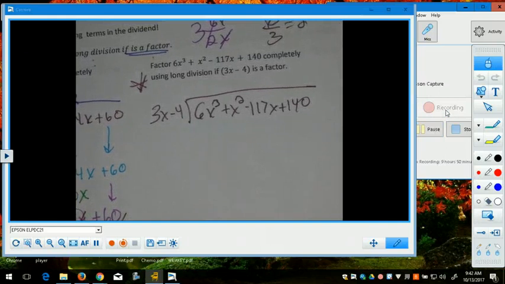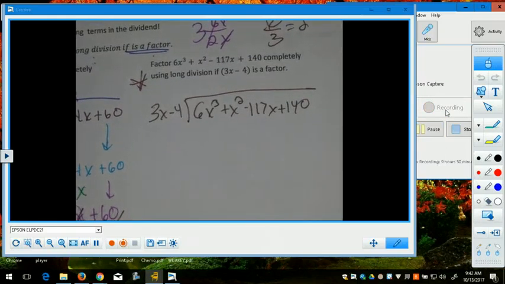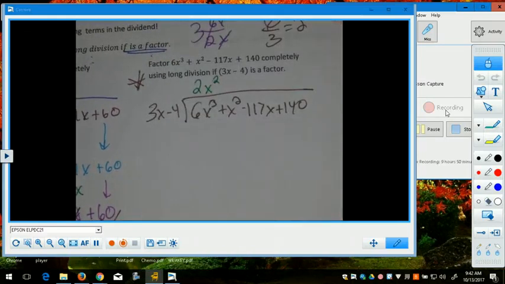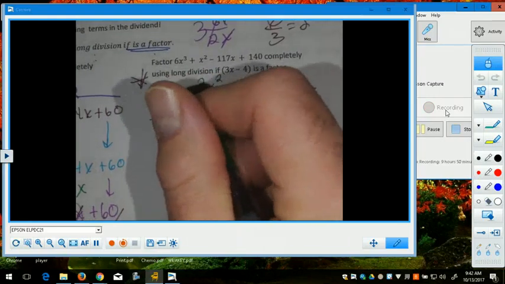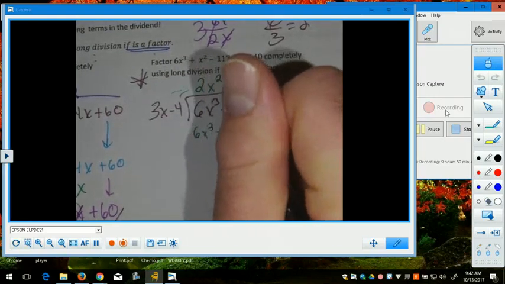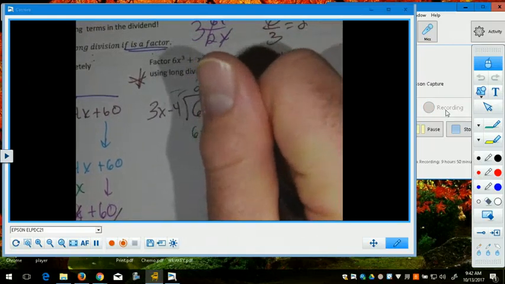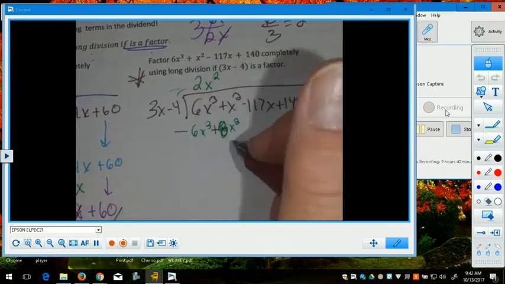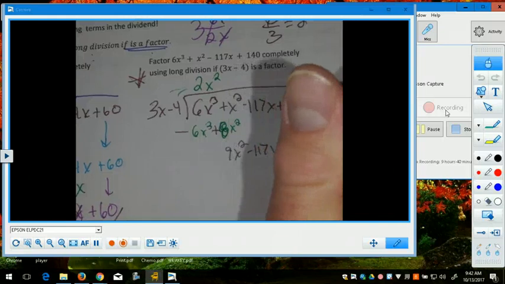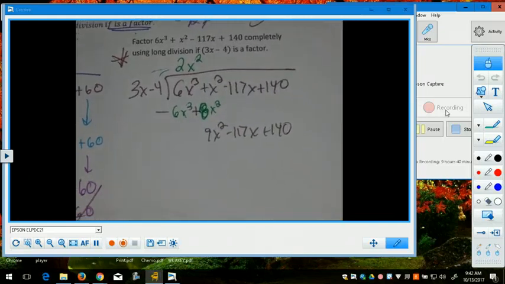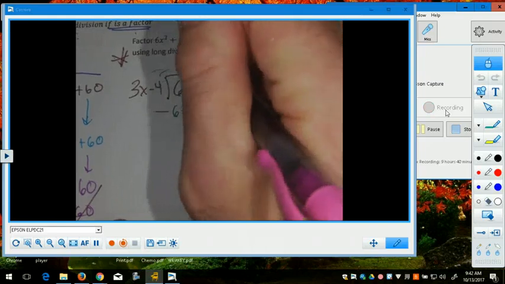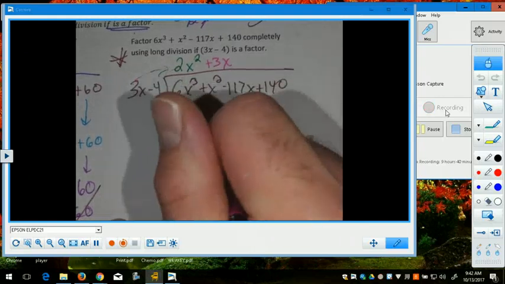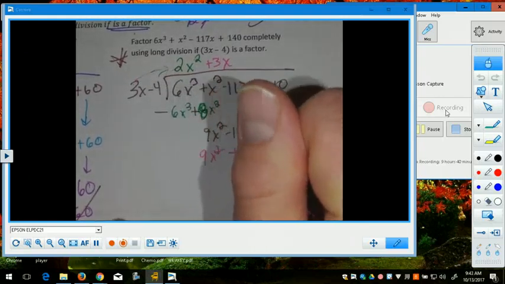Anyone have an answer for us? How about 2x squared? Did you guys get that? Because that gives you the 6x cubed when you distribute, minus 8x squared, right? And then you change the sign and combine them. That gives us 9x squared minus 117x plus 140. And then your next term should be positive 3x. Is that what you guys got? Because that distributes to give us the 9x squared that we're looking for, minus 12x.